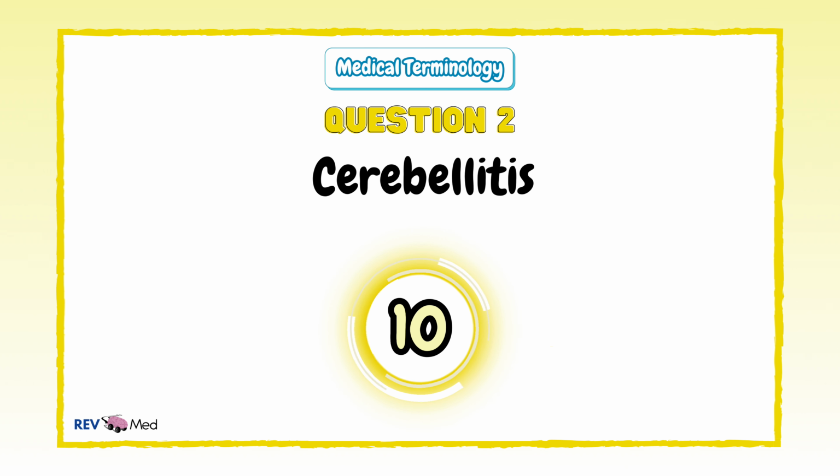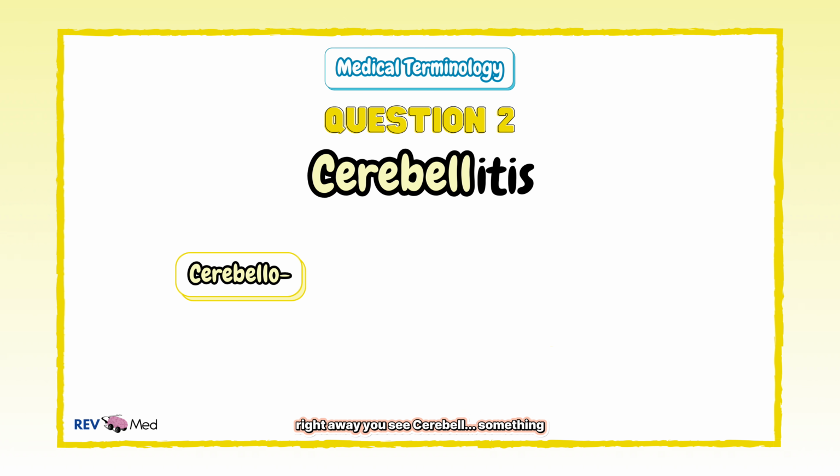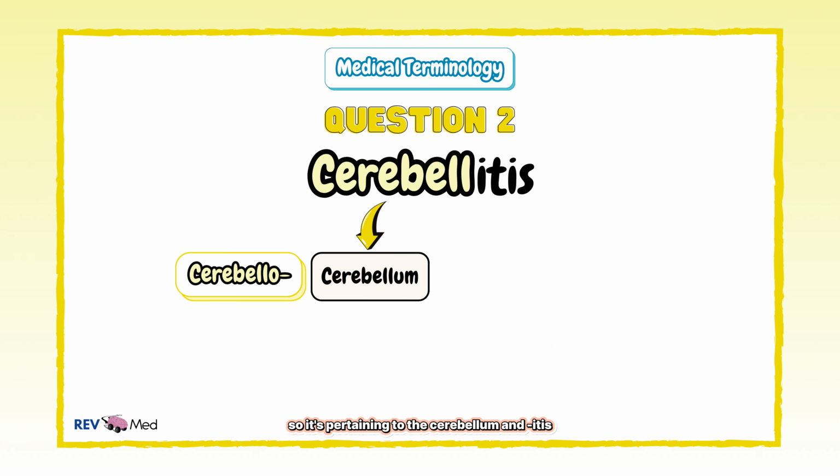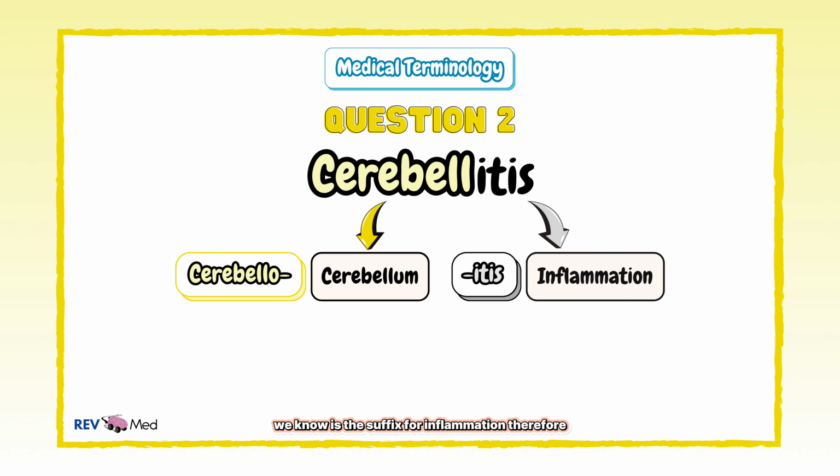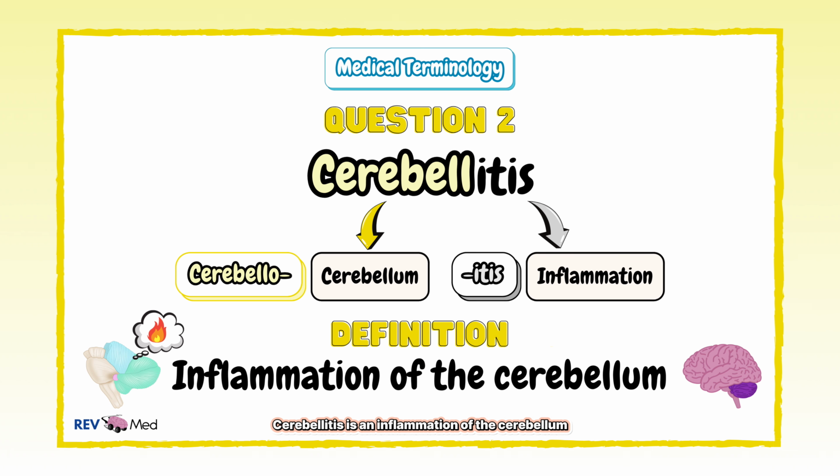Question 2. Cerebellitis. Right away you see cerebel something, so it's pertaining to the cerebellum. And itis we know is the suffix for inflammation. Therefore, cerebellitis is an inflammation of the cerebellum.